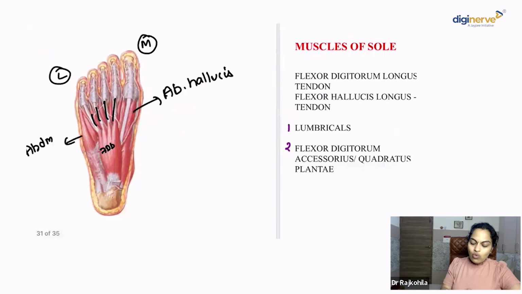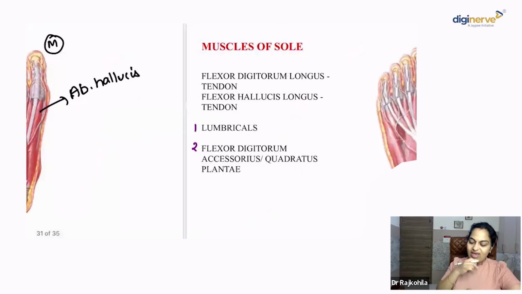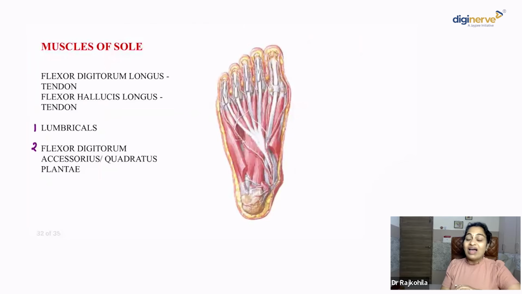And if I remove these muscles, the next layer, I'll get to see two important tendons coming from the back of the leg and going to the sole. The one reaching the great toe.